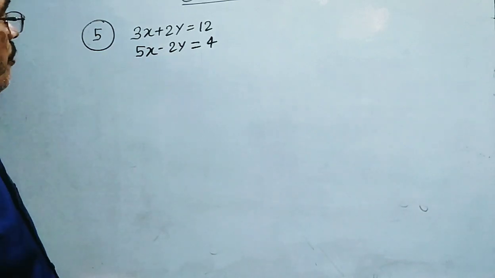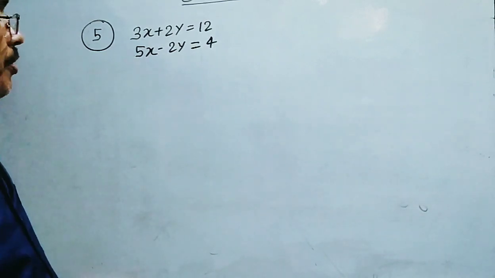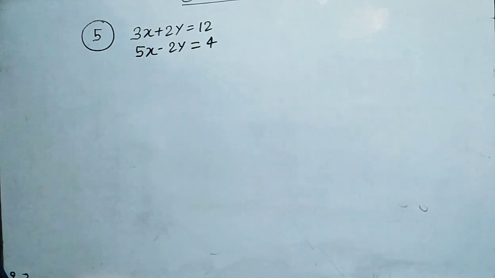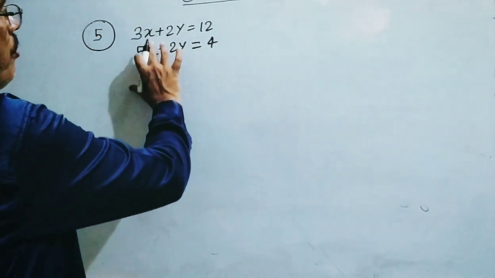Now see question number 5. The equations are 3x plus 2y equal to 12 and 5x minus 2y equal to 4, and you have to find the values of x and y of this simultaneous equation in two variables with the help of the graphical method. So your question is solved graphically.